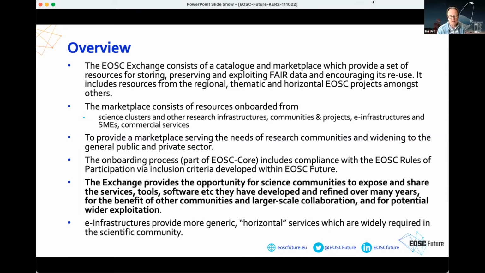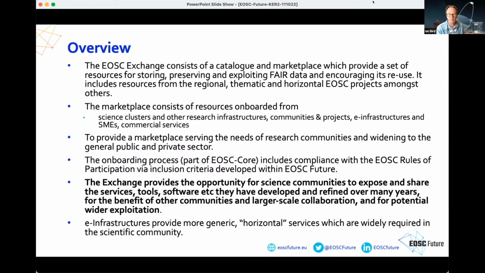So I think the bottom line here is the exchange provides the opportunity for science communities to expose and share all of their expertise, the software, the tools, the services that they've developed and used over many years, and allow those to benefit other communities, to be the subject of larger scale collaborations, and with the potential for a much broader exploitation, as well as the infrastructures which can provide more generic horizontal services, which are widely required in the scientific community.